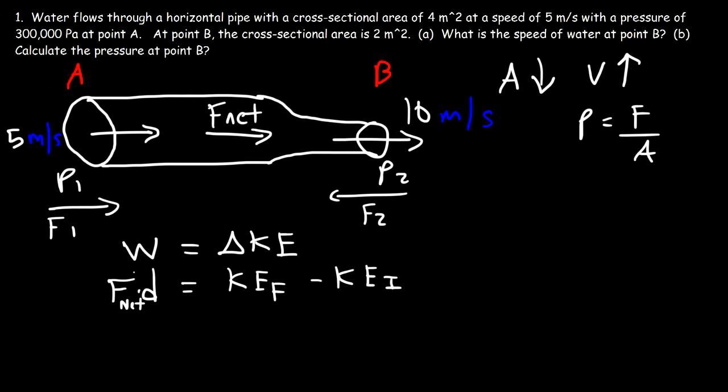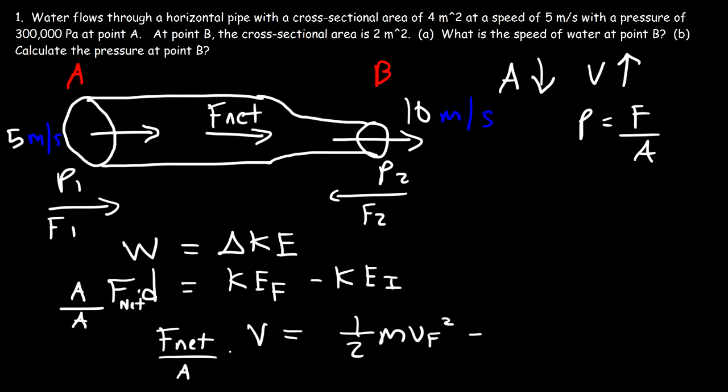Now, if we multiply the top and the bottom by area, on the left side, what we could have is the net force divided by area times displacement. Area times displacement, or area times height, that's equal to volume. And the final kinetic energy is 1/2 m v final squared. And the initial kinetic energy is 1/2 m v initial squared.